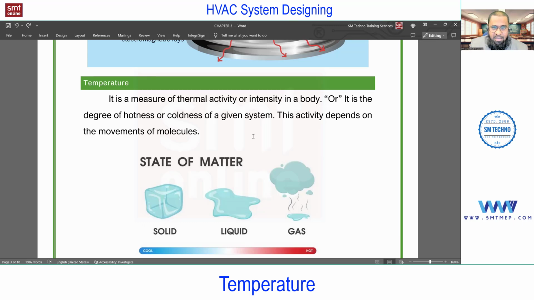Increases, right? And as the temperature decreases, the rate of heat transfer also decreases. So temperature is not heat, because with the temperature you cannot find out the quantity of that heat. Getting the point? And this activity depends on the movement of molecules. Okay, so you'll get some idea.